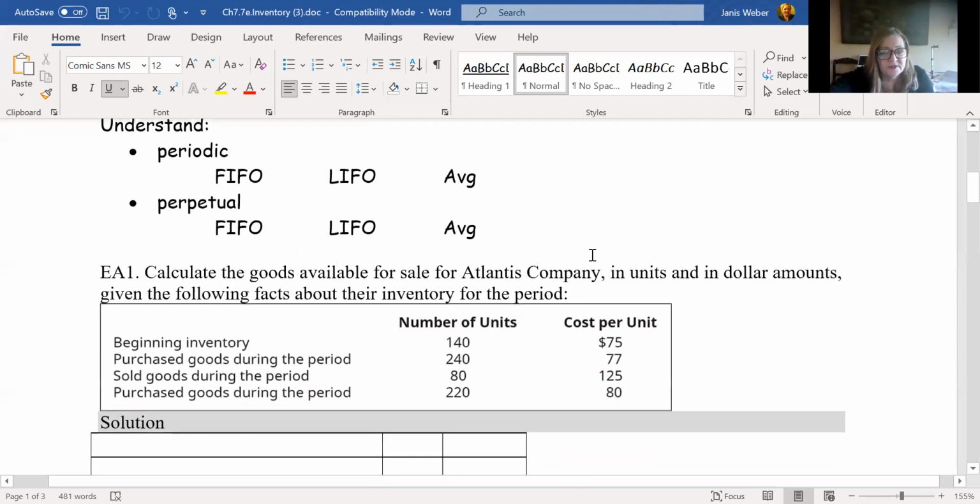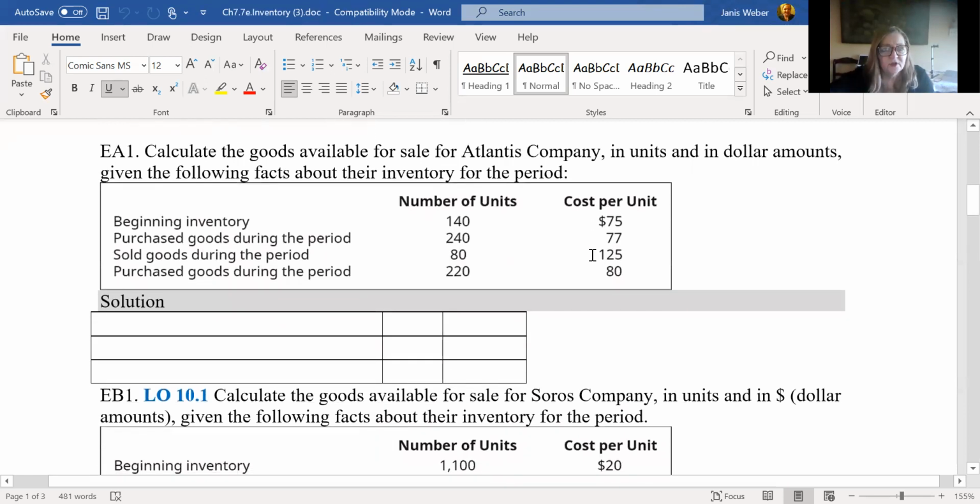All right, so let's work some of these exercises from the OpenStax book. This first one, EA1, is telling us that we're going to calculate the goods available for sale for Atlantis Company in units and in dollar amounts, given the following facts about their inventory for the period. Now, if you remember, we talked about this goods available for sale already. It's a very important concept.